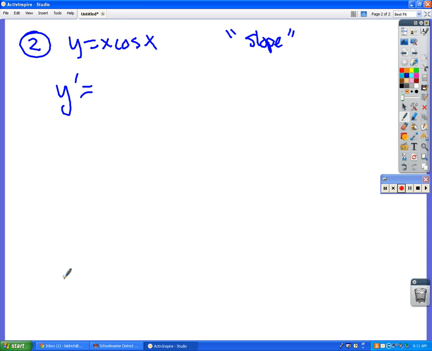You want the derivative of the first, which is 1, times the second, which is cosine of x, plus the derivative of the second, which is negative sine, times the first one, which is x. Hopefully you guys can come up with that derivative all by yourself. Product rule?